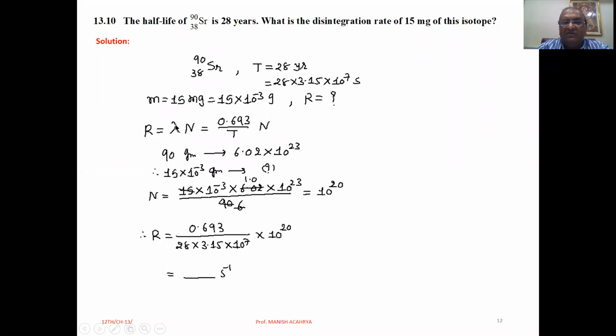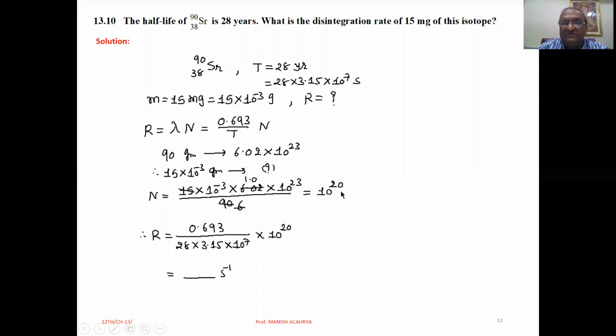Now, R is equal to lambda into N. Lambda, that is 0.693 upon half-life, into N. But what is the number of undecayed nuclei in 15 milligram? That we don't know. So we can calculate it like this. In 90 gram, 6.02 into 10 raised to 23 nuclei will be there. Therefore, in 15 into 10 raised to minus 3 gram, how many? So the number of undecayed nuclei is 15 into 10 raised to minus 3 into 6.02 into 10 raised to 23 upon 90. Solve it, you will get 10 raised to 20.